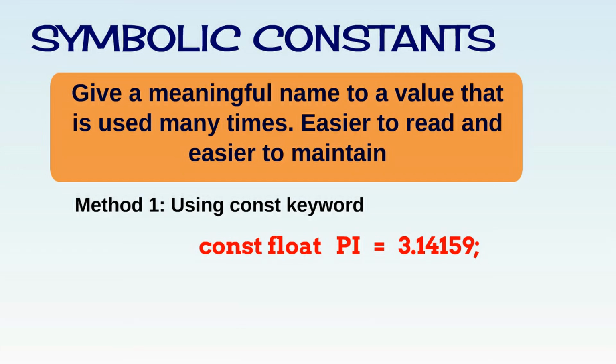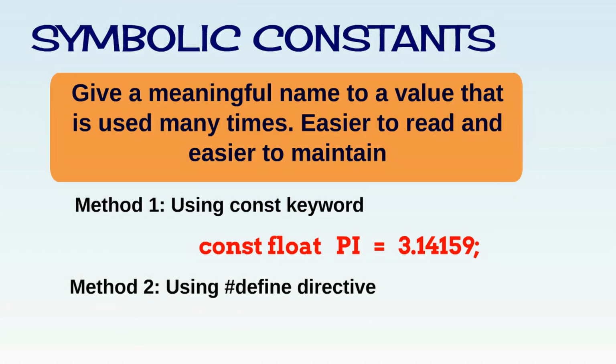Using the #define preprocessor directive. The second method uses the #define preprocessor directive. Whenever the compiler encounters the defined name, it replaces it with the specified value before the program is compiled. The general format is shown on the screen. It begins with #define, followed by an identifier and a value. In the example, pi is defined with the value 3.14159. Although both methods work, modern C++ generally recommends using the const keyword because it provides better type safety and is easier to debug. What is an expression?